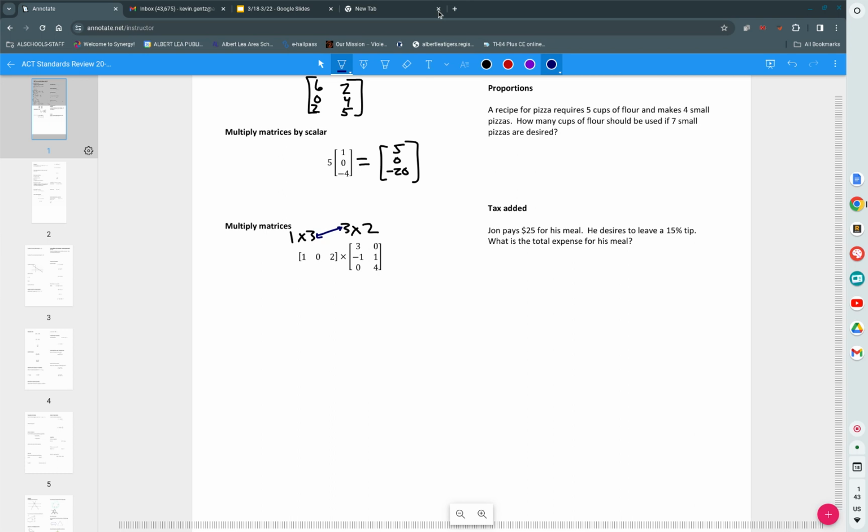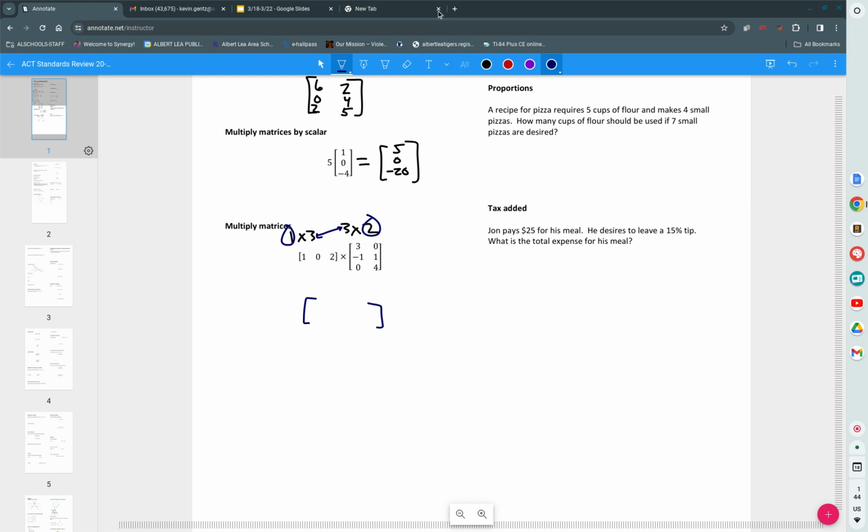These tell us that they are compatible. If these numbers on the inside match, then they are compatible. On the outside, that tells us the new size of the matrix. So this is going to produce a 1 by 2 matrix. So 1 row and 2 columns. We're just going to have these 2 entries.